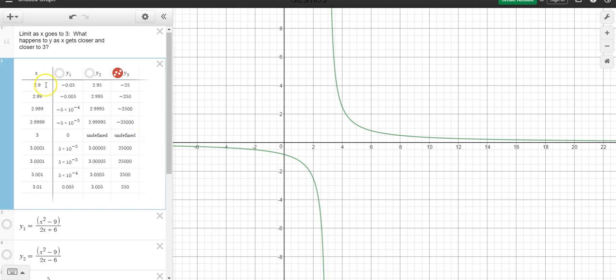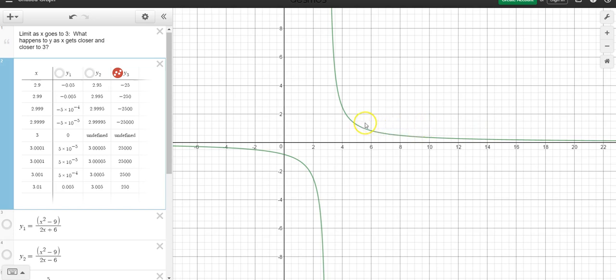Okay, as x gets closer and closer to 3. Well, when x is 2.9, y is negative 25. When x is 2.99, y is negative 250. When x is 2.999, y is negative 2,500. When x is 2.9999, y is negative 25,000. The same thing happens on the positive end when x is getting close to 3 from the positive direction. So notice here, I'm moving towards 3 in the x direction.